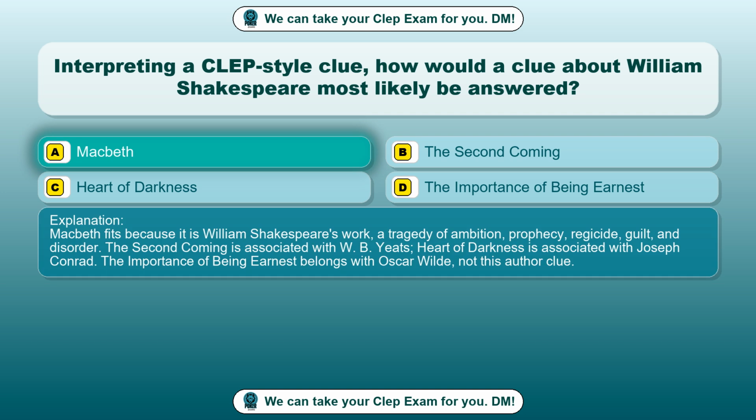Macbeth fits because it is William Shakespeare's work, a tragedy of ambition, prophecy, regicide, guilt, and disorder. The Second Coming is associated with W. B. Yeats. Heart of Darkness is associated with Joseph Conrad. The Importance of Being Earnest belongs with Oscar Wilde, not this author clue.